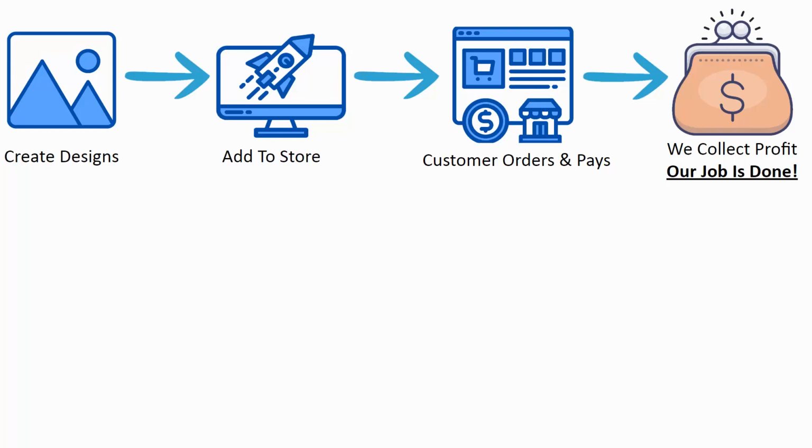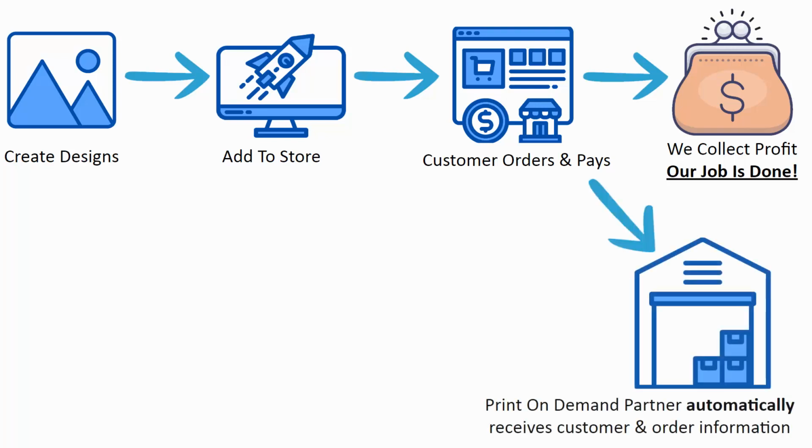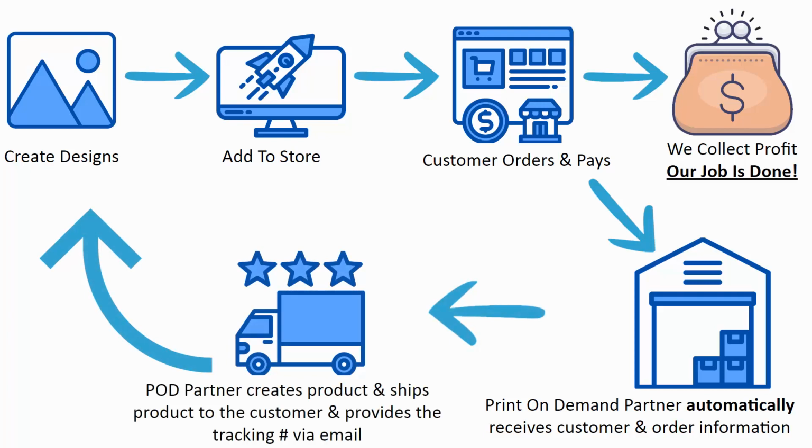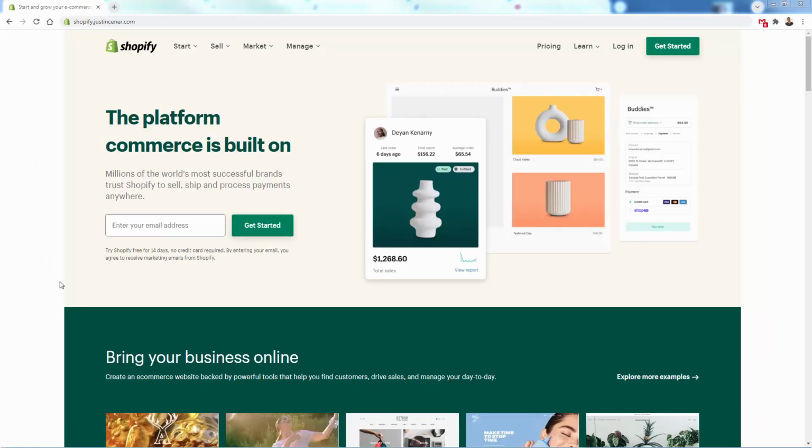Our job literally ends. We collect our profit, and at the same time, automatically, the Print on Demand partner is going to receive the customer and order information. You're not going to have to send it to them. It happens all automatically. And then they go on to create the product, ship the product to the customer, and provide the tracking number via email. You never touch the product. You never deal with the product. You only pay for the product after the customer pays you. That's Print on Demand.